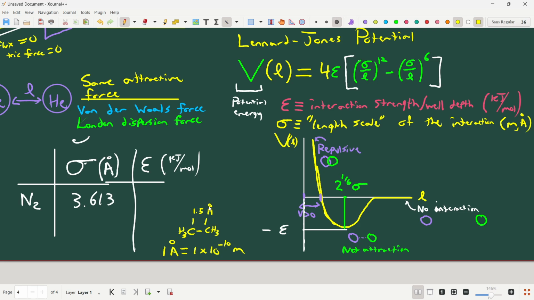So these two nitrogens like to sit at some distance that's almost 2 to 2.5 times the chemical bond distance between the two atoms. All right, and their strength. Again, I have them in Kelvin here, but I'm going to convert them to kilojoules per mole just to make your life easier.